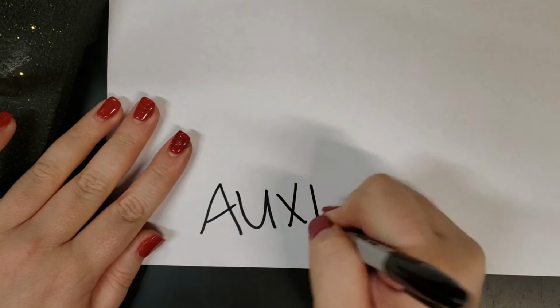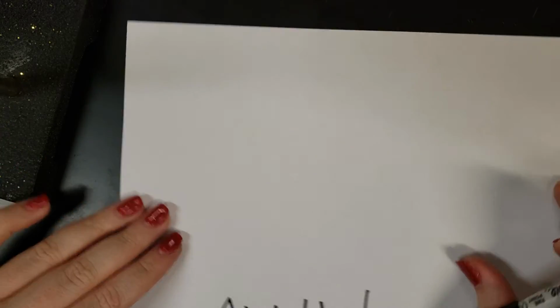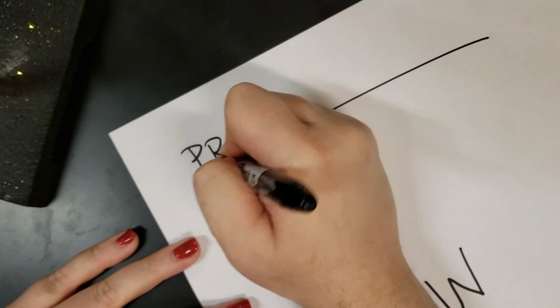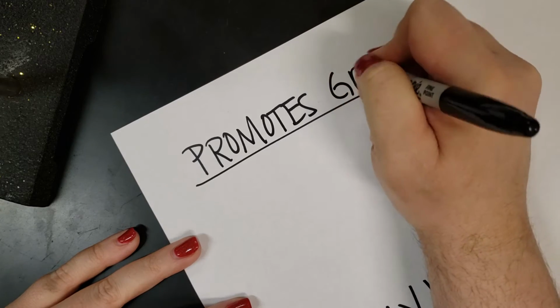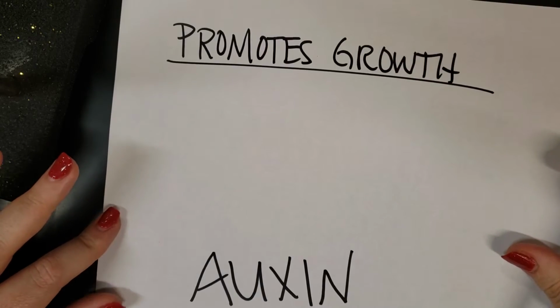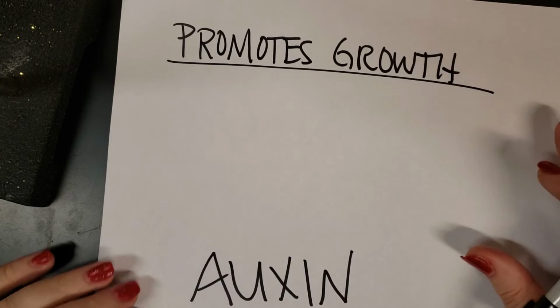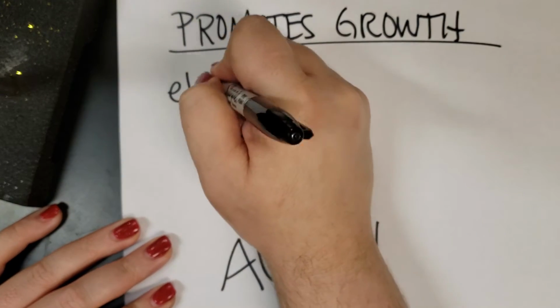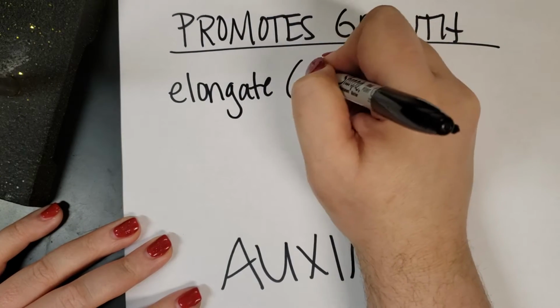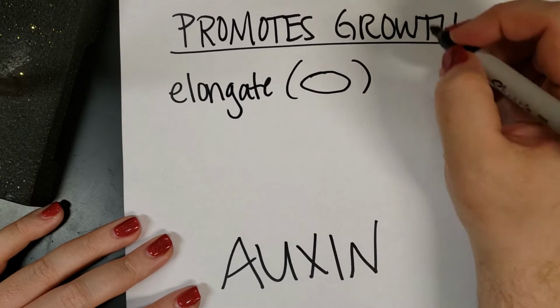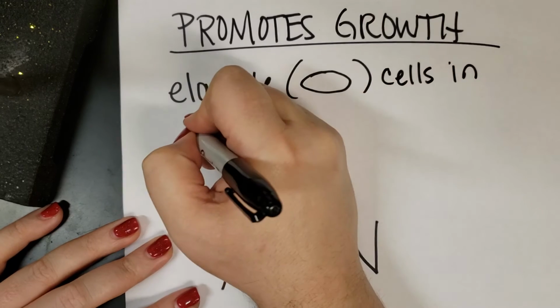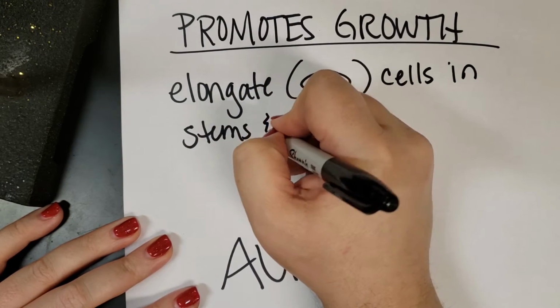All right, so your first box is auxin. Auxin is a hormone that promotes growth. Hormones in plants do really two things. They either help the plant grow or they keep the plant from growing. So auxin is one that promotes growth, and one of its main functions is to elongate, which means to make it longer, cells in stems and leaves.